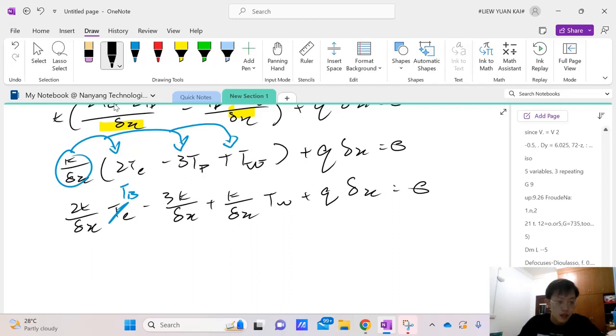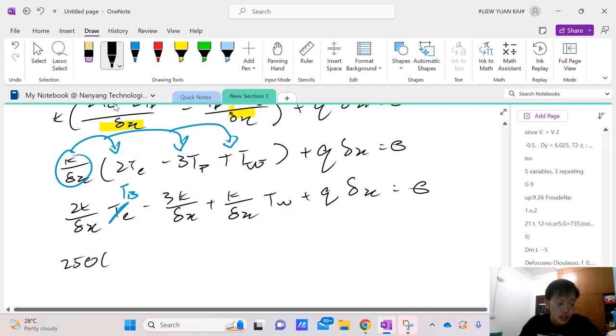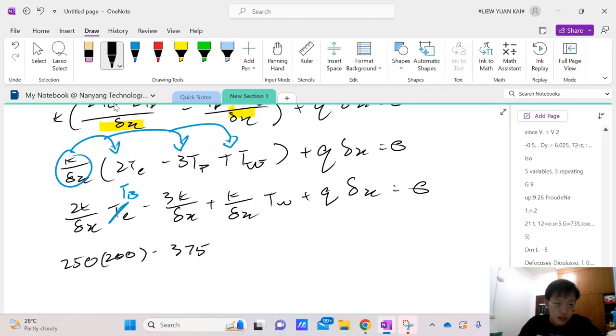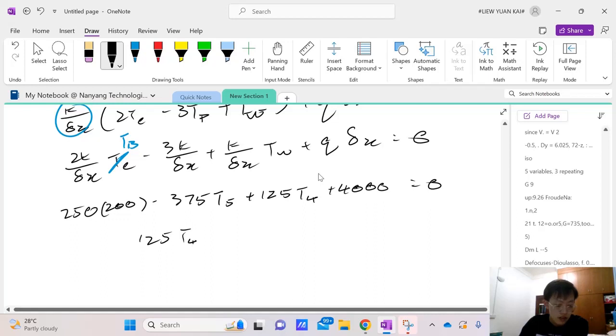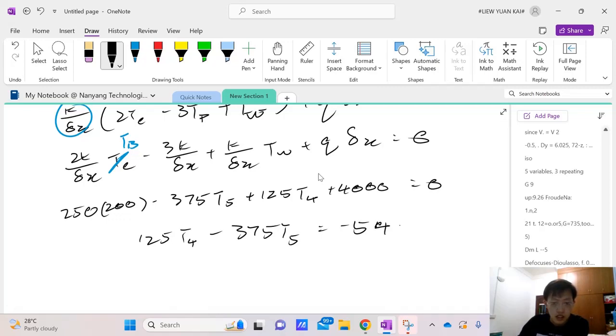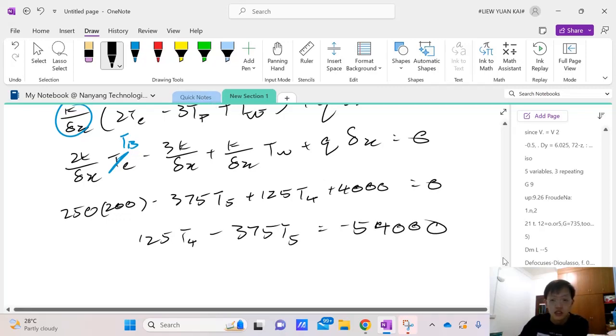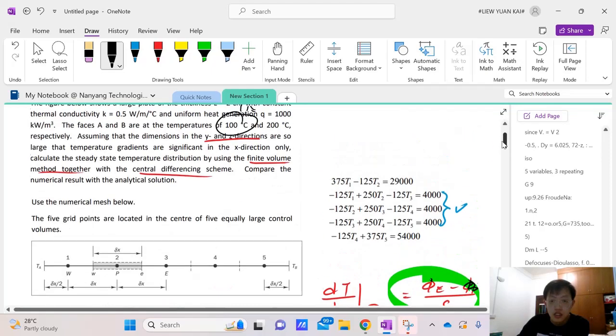Okay, so let us substitute all the values that we know. So this is 250 times 200 minus 375. All these values I have obtained from the previous questions, okay? So take note of that. 125 E4 plus 4000 equals to 0. And if you rearrange this whole thing, rearrange them to the right positions, you should get 125 E4 minus 375 T5 is equal to this. So yes, let's check the solutions.